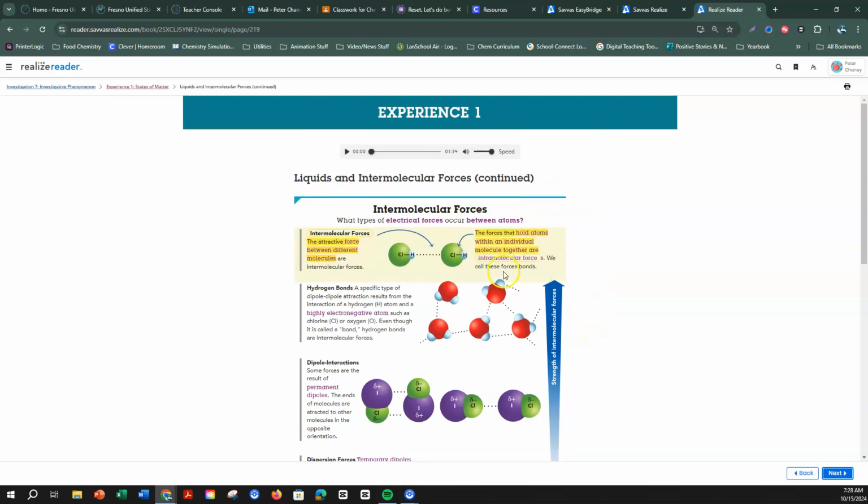Okay, here's kind of a tricky part because we've got 2 words that we have to define. The first one, intermolecular. The second one, intramolecular. So the difference is this. Intermolecular is the attractive force between different molecules, and intramolecular is the forces that hold atoms within an individual molecule together. So this would be like H2O, the bond between the 2 hydrogens and the oxygen. Intermolecular would be like 2 different molecules like sodium and chloride bonding together to form table salt.